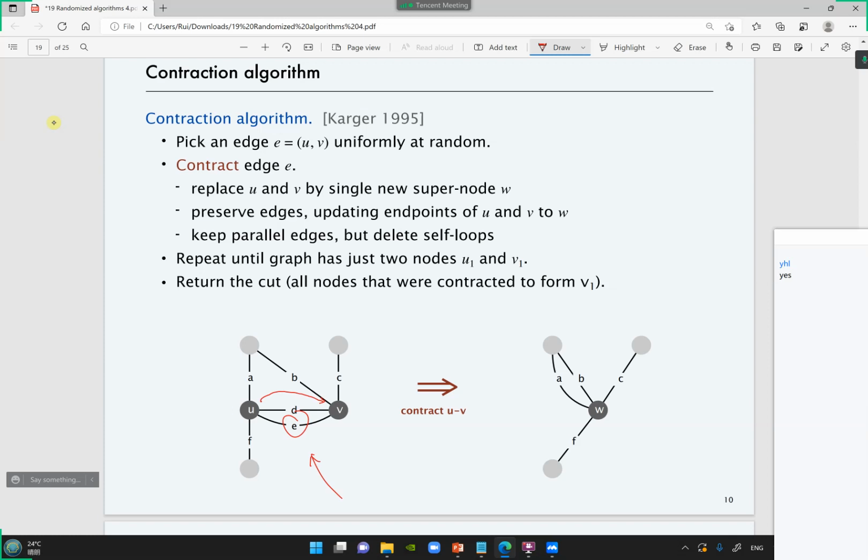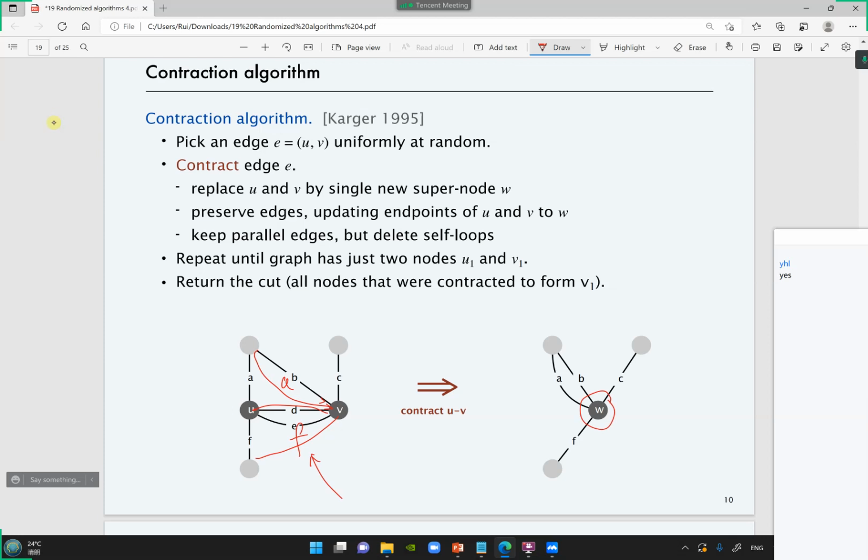As you drag U over to V, all of the edges from U are going to follow. So A is also going to end up over here, and then this F is also going to end up over here. After you move U over to V, U and V become one big node, this super node here, W. So that's the contraction operation.